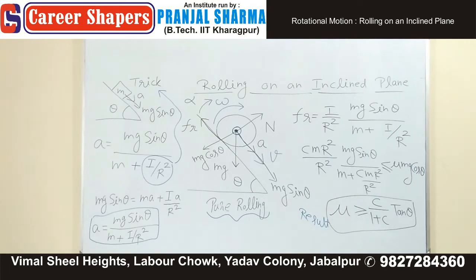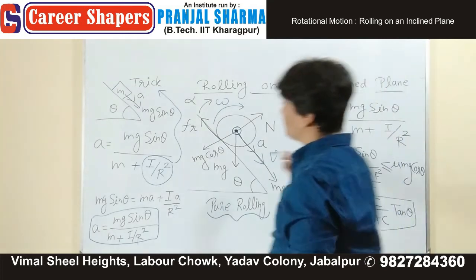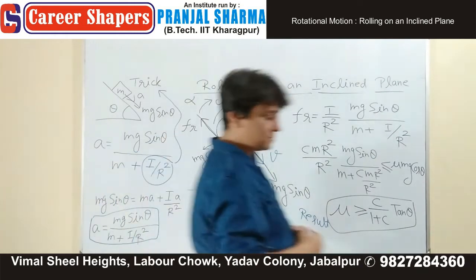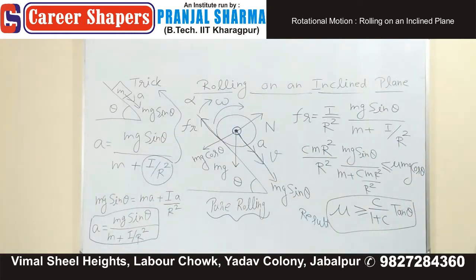One of you is asking, explain C part. What is there in it to explain? Moment of inertia of rolling bodies has this type of shape.